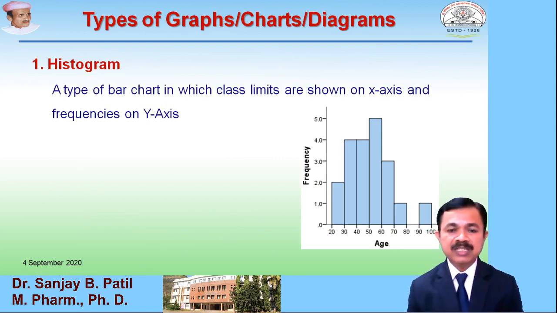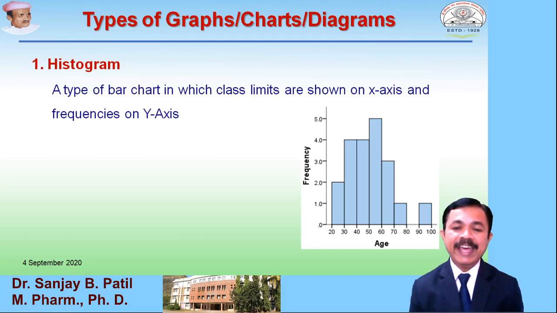So when we are concerned about graphs or charts or diagrams for presentation of data, which different types of graphs or charts or diagrams can be used? There are various types. Among them, first is the histogram. So what is a histogram? It is the type of bar chart or graph in which class limits are shown on the x-axis while respective frequencies are shown on the y-axis. Such a type of graph or chart is known as a histogram.